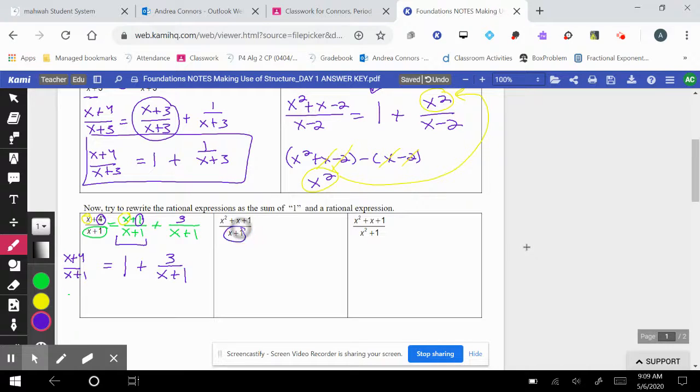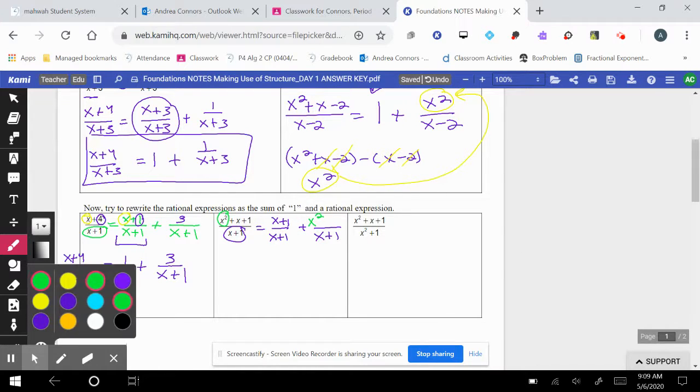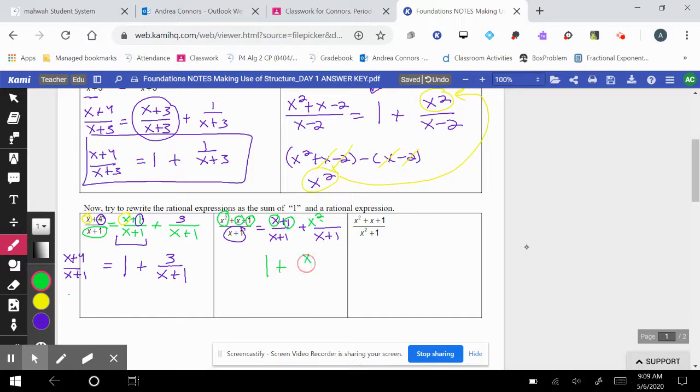Same thing here, you take that denominator, you write it in 3 places, on top of itself and then on the next denominator. And then you kind of do your puzzle. I need an x squared. Do I have an x squared here? No, so I have to include it here. I need an x. Do I have an x? I do. And I need a 1 and I have a 1. I do. So that's why this one is just 1 plus x squared over x plus 1. And again, the sum means addition of 1 and a rational expression.